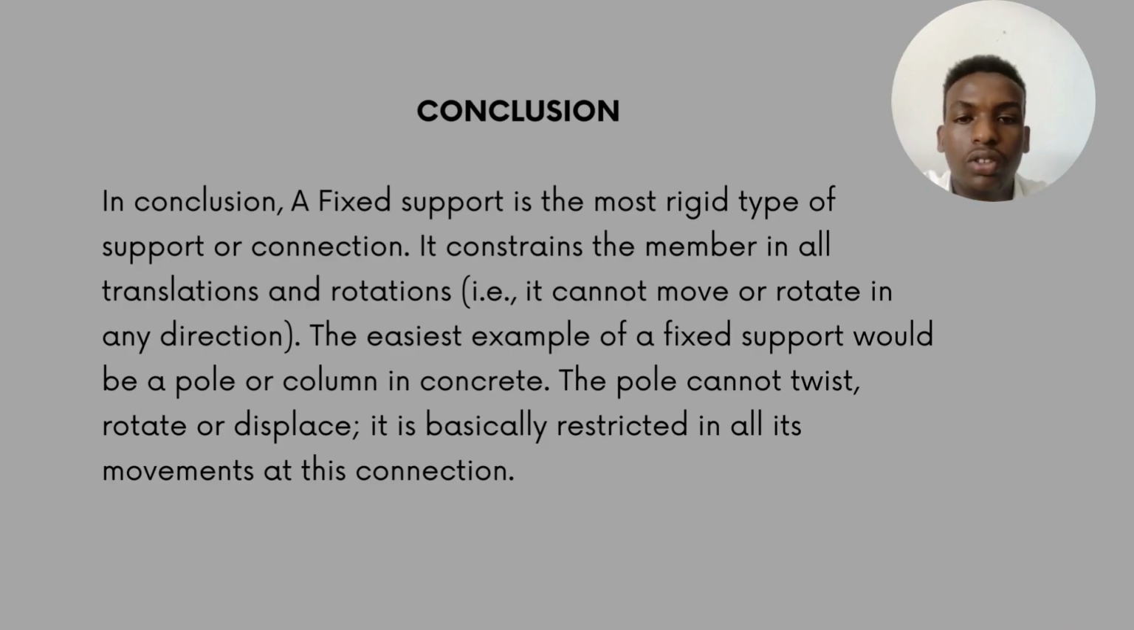In conclusion, a fixed support is the most rigid type of support or connection. It constrains the member in all translations and rotations. It cannot move or rotate in any direction. The easiest example of a fixed support will be a bolt or column in concrete. The bolt cannot twist, rotate, or displace. It is basically restricted in all its movements at this connection.